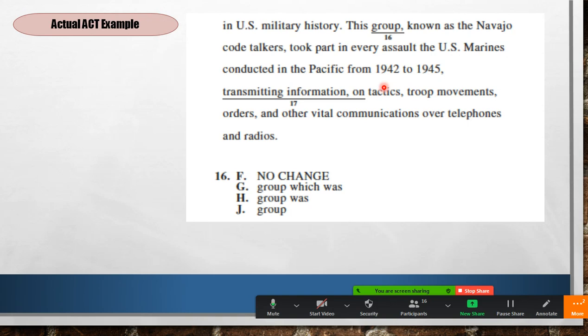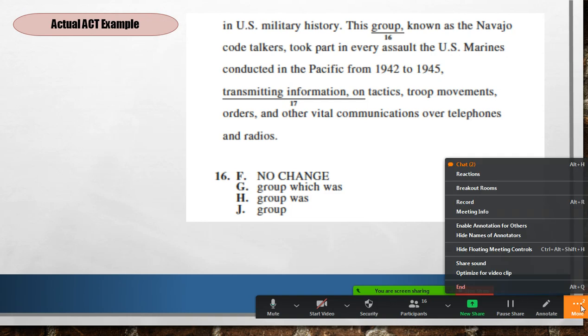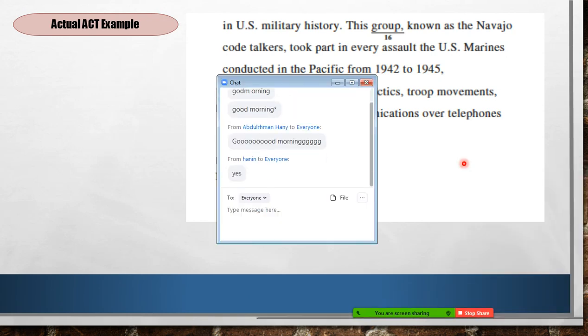I'm just giving you extra information, which is the name of the group only. Do you think that you will need the name of the group? Of course not. What's important for you is what this group did with the U.S. Marines. They took part in all the missions that they made in the Pacific. Yes. Any questions? No. Okay. So is this part clear to all of you?